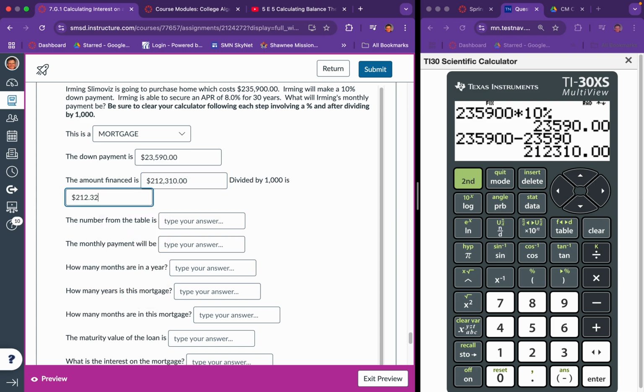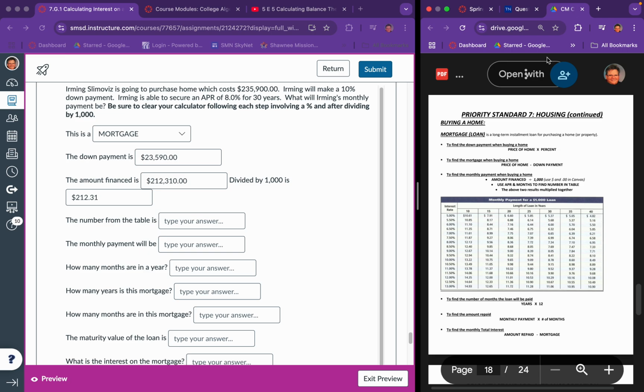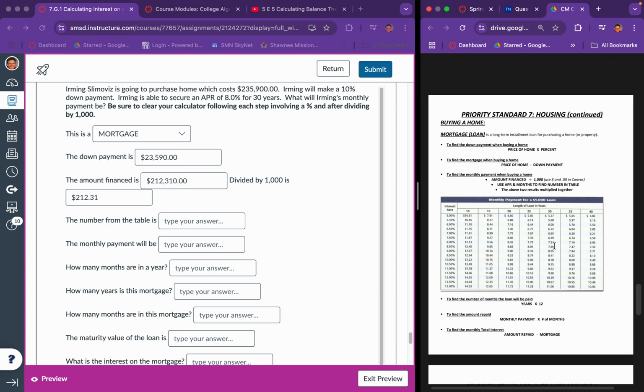212.31. Now, if you don't trust yourself to do that, then you would just take this number and divide it by 1,000. But that gives us 212.31. Then we're going to grab the table. Please make sure you're on the table on the housing page. And it tells us we're looking for 8% for 30 years.